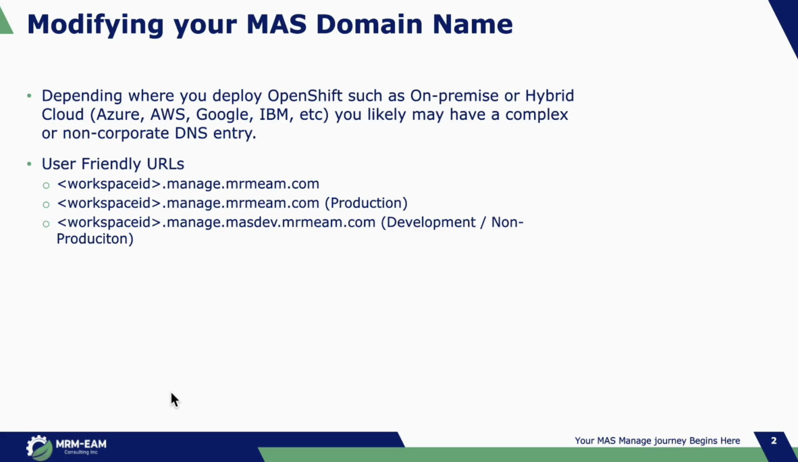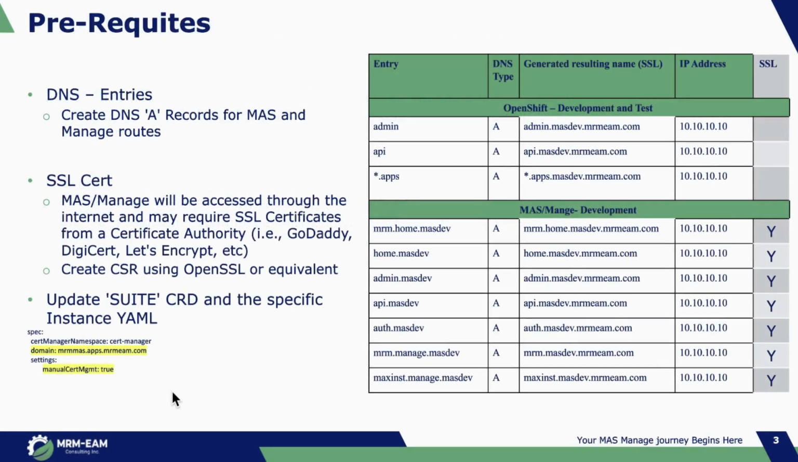In this case, we're going to be looking at MAS Manage, and the way MAS Manage does it is it leverages the workspace ID that you've installed and then your DNS. In my case, it'll be mrmeam.com. There are a couple of prerequisites when doing this change, and this change needs to be in place prior to updating the MAS instance. The first is setting your DNS entry.